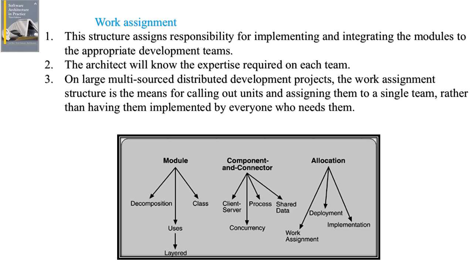In module structure, again there are three different types of structures: decomposition, uses, and class structure. In component and connector structures, again there are four different types: client server, concurrency, process, and shared data. And coming to allocation structure, again there are three different types: either a work assignment structure, a deployment structure, or an implementation structure. Clear, girls?